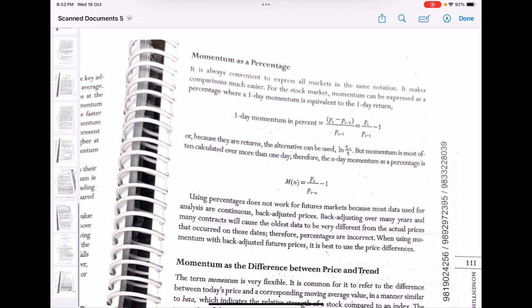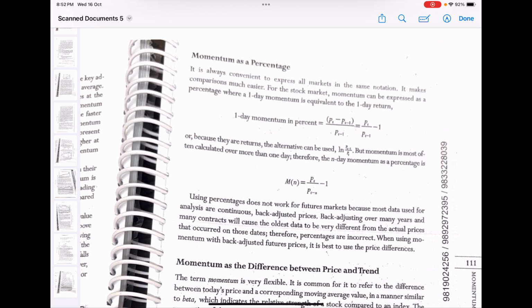Momentum as a percentage. It is always convenient to express all markets in the same notation, be it forex, stocks, crypto, options, or commodities. We need to be able to express all of the markets in the same notation. When you have the same notation, you are able to compare the markets more easily and in a systematic and uniform manner.